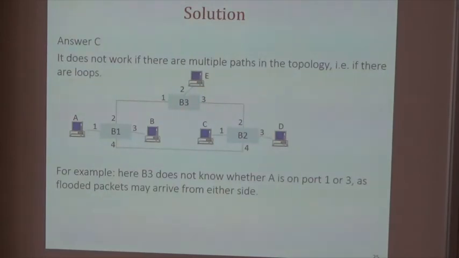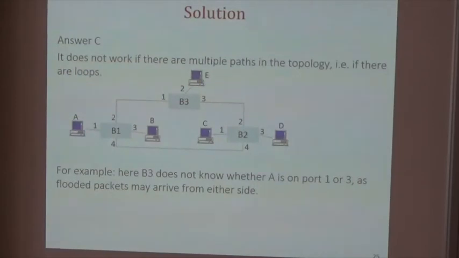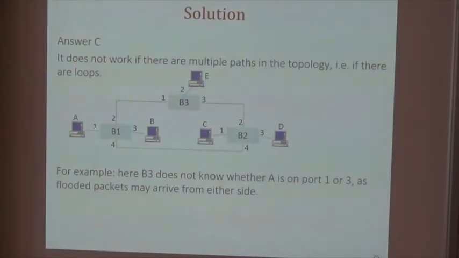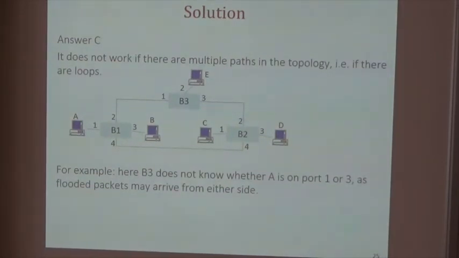If there are loops in the topology, then you will not know. If B1, when it doesn't know what to do, floods it, then a packet to E from A might arrive on port 3 or on port 1, depending on the randomness of the queuing and the propagation time. So B3 doesn't really know whether it comes from A from this side or that side. It might oscillate, and if you have a very complex network, it will be a nightmare: things will oscillate and will not converge to anything useful. So we have a problem if there is a loop.